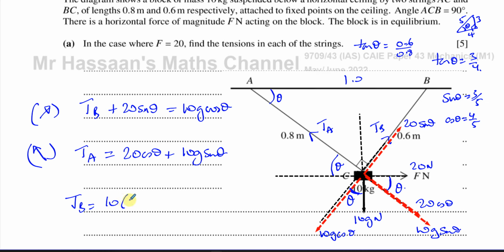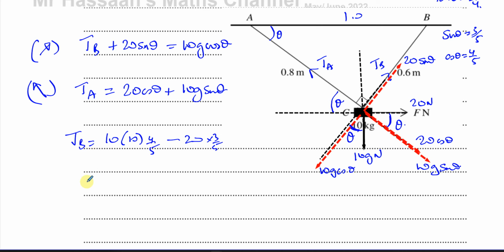So that's 10 times cosine theta, which we said is 4/5. Okay, and it's going to be minus 20 times sine theta, and sine theta is 3/5. So we're going to find TB right away. So TB is going to be equal to, this cancels with this, gives you 2. You're going to have 20 times 4, which is 80, minus, that cancels with that, leaving you with 4. So 80 minus 12, that gives you 68 newtons. So we have TB equals 68 newtons.